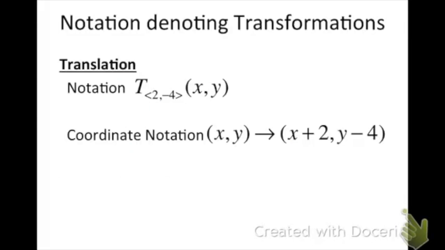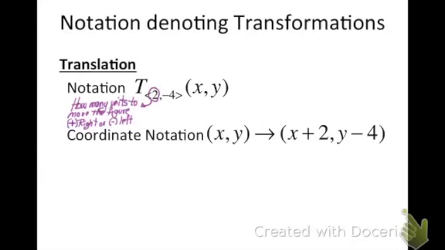All right, some other notation that we're going to use for transformations. For translations, one of the notations that we can use is a capital T with some subscript. Now, my subscripts are always going to be in brackets, but sometimes you'll see them without brackets. The important thing to note here is whatever's mentioned first is how many units you are going to move your figure left or right. If it's a positive number, you're going to move it right. If it's a negative number, you're going to move it left.